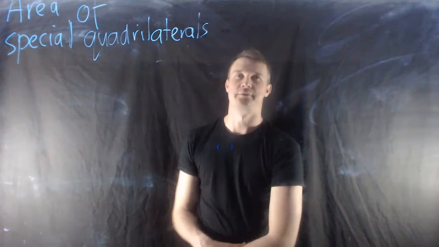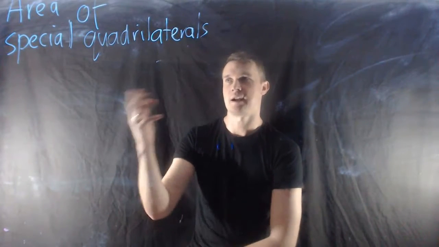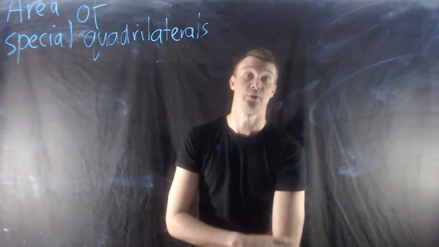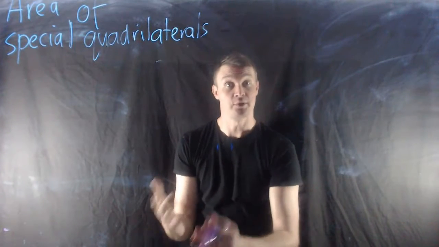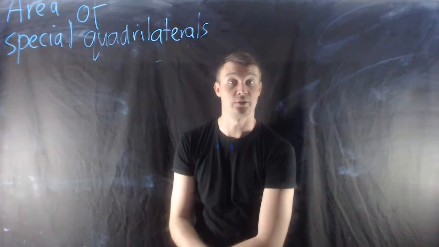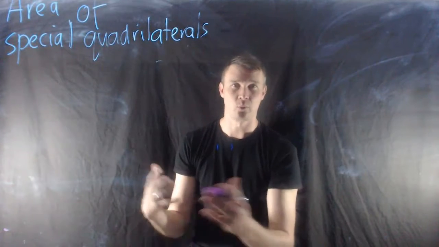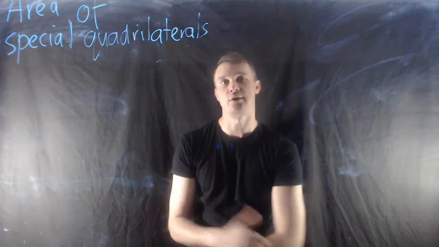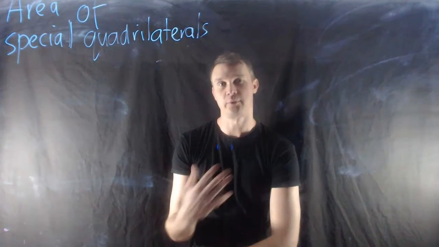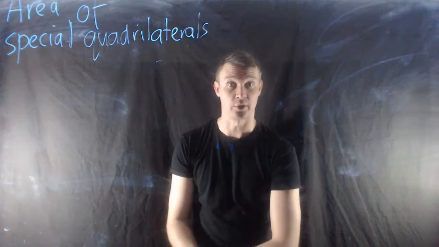Okay, in this next series of videos, we're going to be looking at the area of special quadrilaterals. We've previously looked at the area of some different shapes, including the rectangle, square, and the triangle. But now we're going to be looking at different ones that we can use to help calculate, and we're going to need to know some formulas.